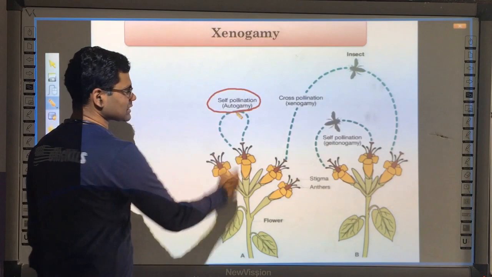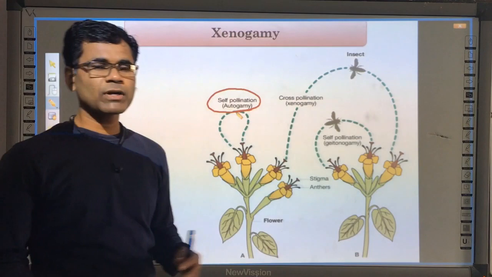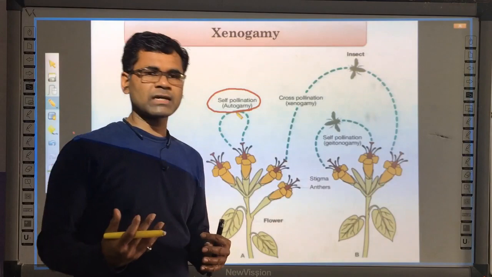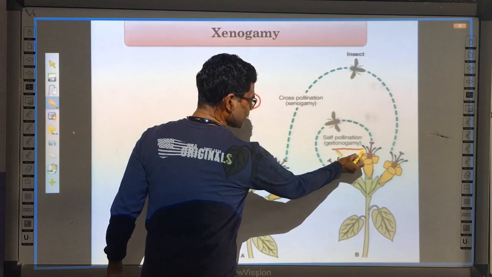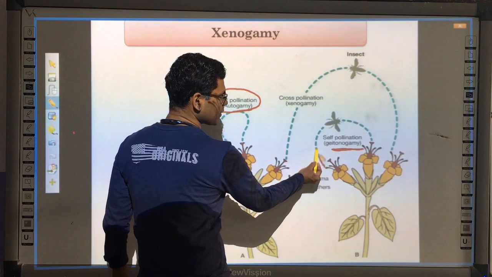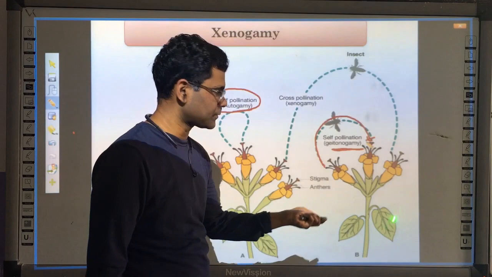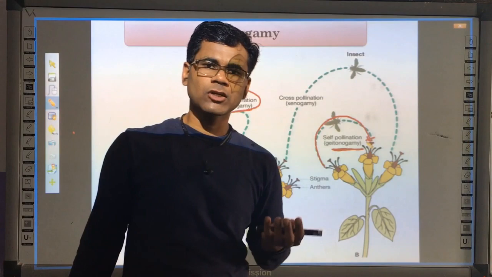We have studied chasmogamous flowers and cleistogamous flowers. Cleistogamous flowers are those flowers which do not undergo anthesis, and the flower remains in the form of a bud. The second one is geitonogamy, that is, transfer of pollen grain from the anther of one flower to the stigma of another flower belonging to the same parent. So geitonogamy is functionally cross-pollination, and genetically it is autogamous.